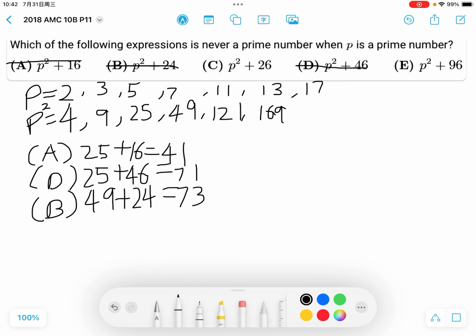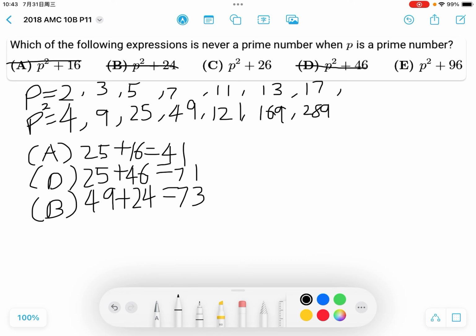So let's try the next prime, which is 17. So 17 squared is going to be 289. Basically here, if we have 289 plus 26, 9 plus 6, this ends in 5, so that's divisible by 5, so it's not prime. If we have 289 plus 96, it's also divisible by 5, so it's not prime.